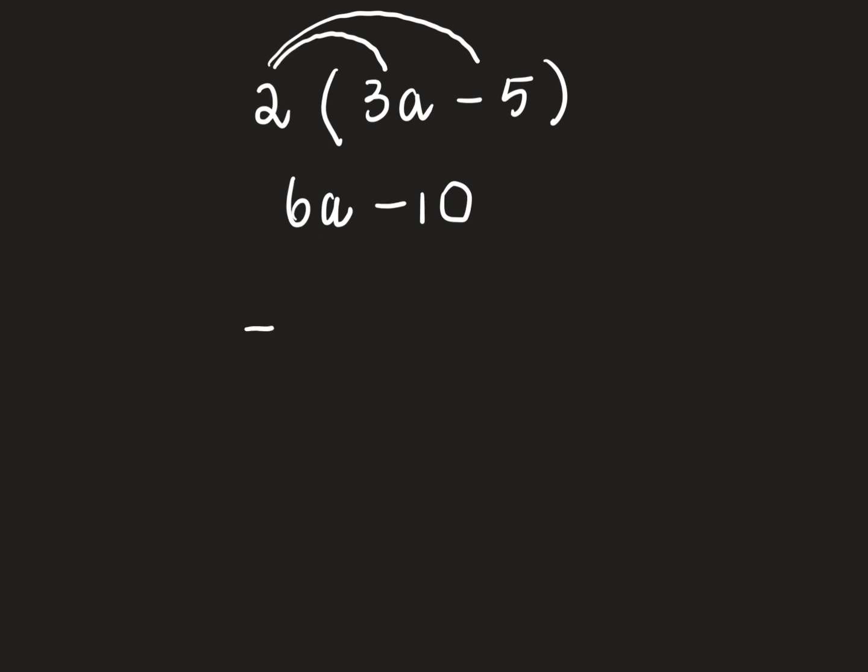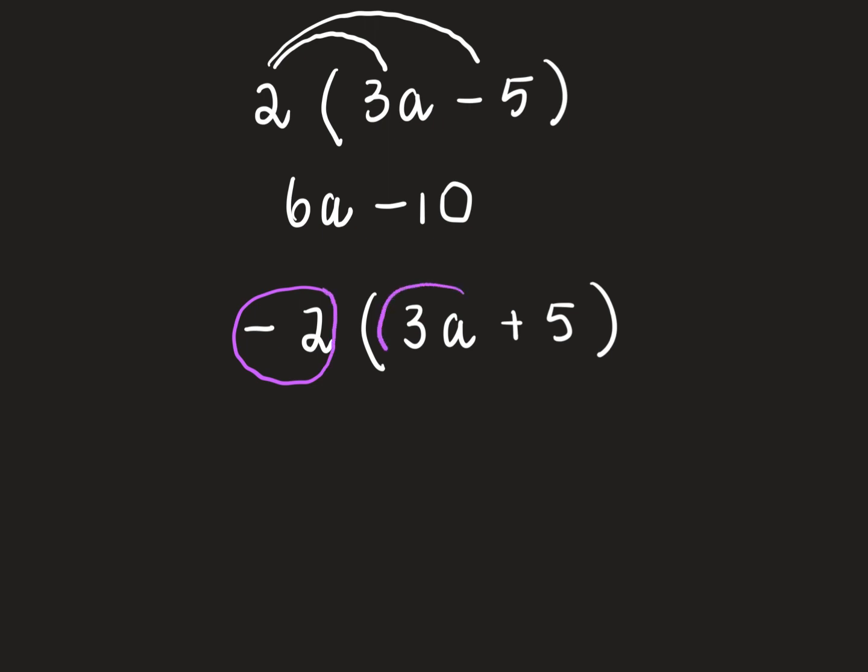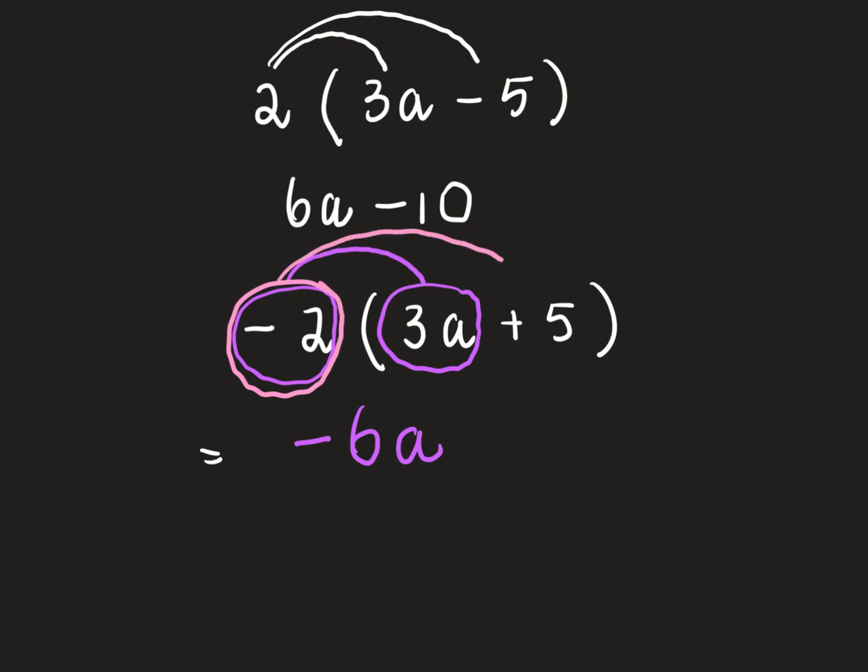How about this one? Almost the same, but not quite. Negative 2 lots of 3A plus 5. Here's what I say. I say negative 2 lots of 3A. Negative 2 times 3A. Negative times a positive is a negative. 2 times 3 is 6A. Negative 6A. Haven't finished yet. Negative 2 lots of positive 5. Minus 2 times positive 5. Negative times a positive is a negative. 2 times 5 is 10. Let's try another one.